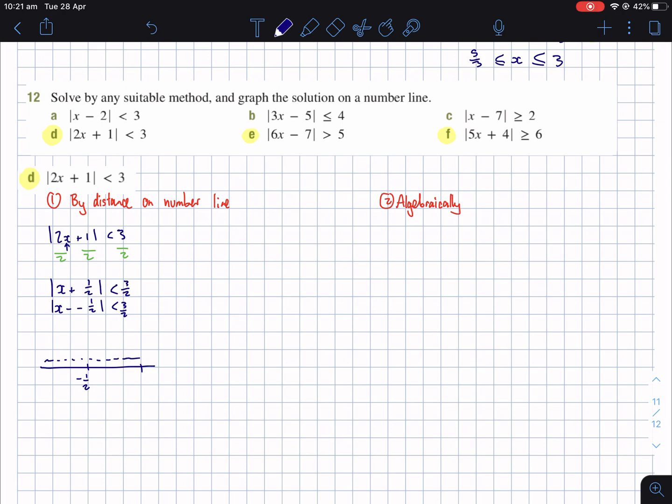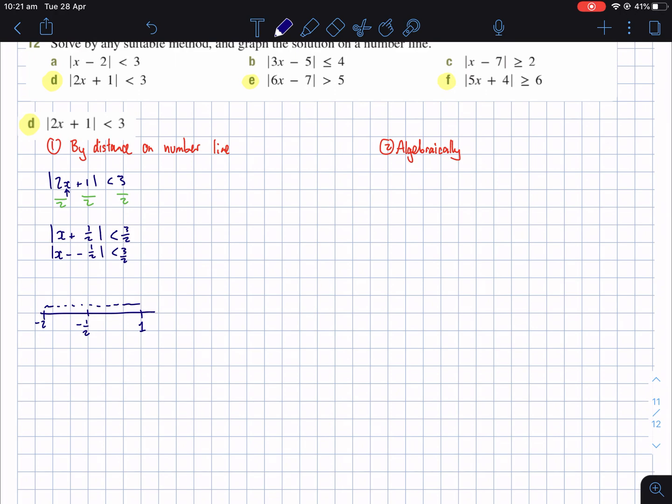So negative a half plus 3 on 2 is 1. And negative a half take 3 on 2 is negative 2. So that means that negative 2 is less than x, which is less than 1. So I want all the numbers between these two, yeah?